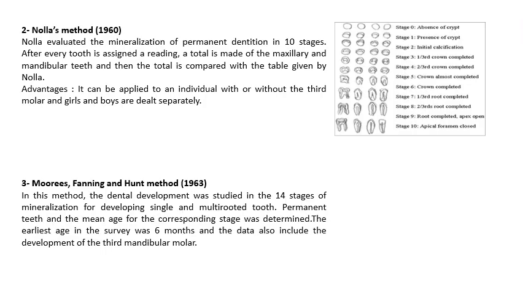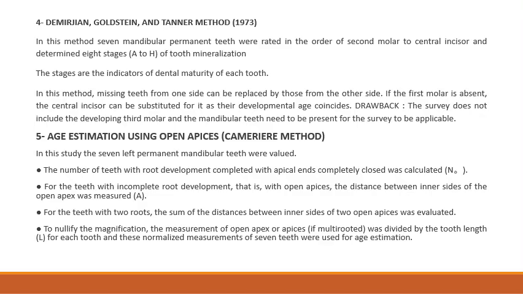Next is Moore's, Fanning and Hunt method. In this method, the dental development was studied in 14 stages of mineralization for developing single and multi-rooted permanent teeth, and the mean age for the corresponding stage was determined. The earliest age in the survey was 6 months. The data also include the development of the mandibular third molar.